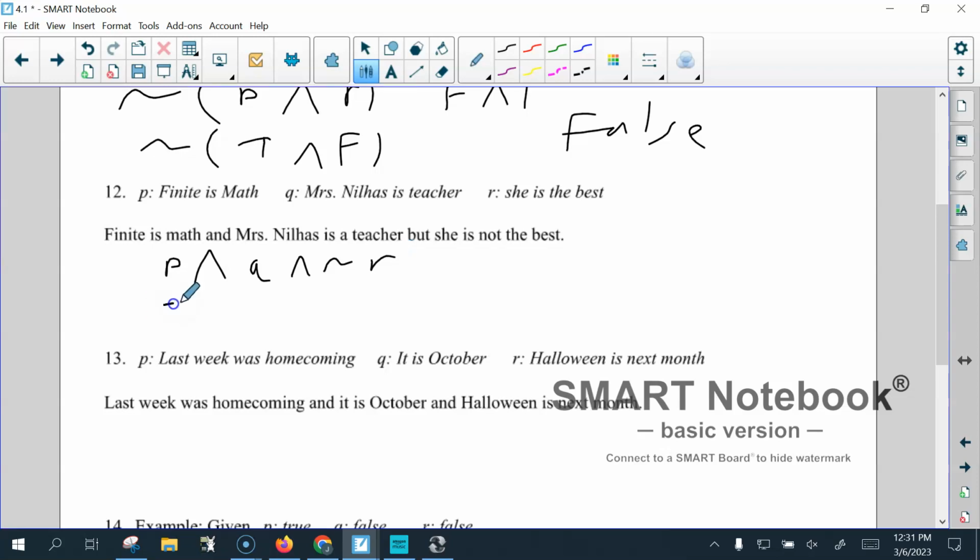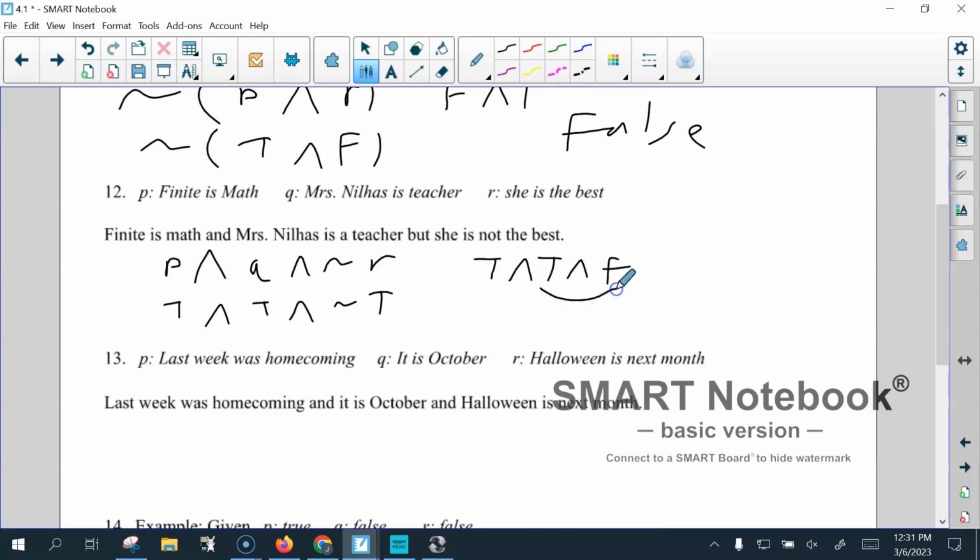So we're going to be generous and say finite math is true. Neilhouse is a teacher. That is true. And she is not the best, but the best part is the true statement. So we'll go with that. Give her the credit. Now, not true is false. So we'll say T and false. Because not true is false.